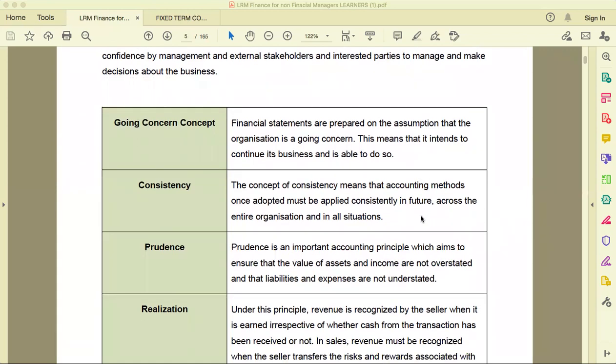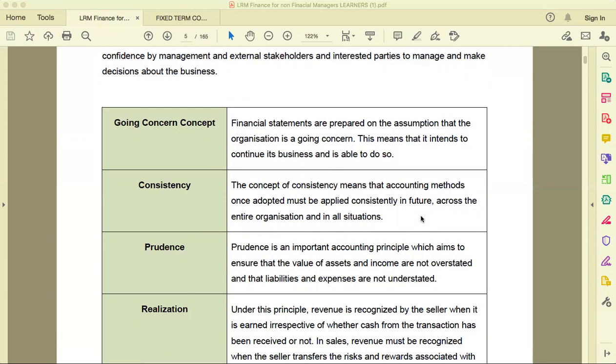Cool. Then we've got consistency. Consistency means that every department and every part of a business needs to do things the same way. So if I depreciate my assets in a certain way, every department and every asset needs to be done in the same way. If it doesn't, then the financials that we put out are not going to be accurate. It's not going to give a fair reflection of what's happening within the business. So there has to be consistency in terms of accounting methods.